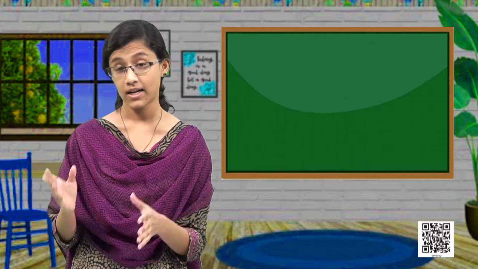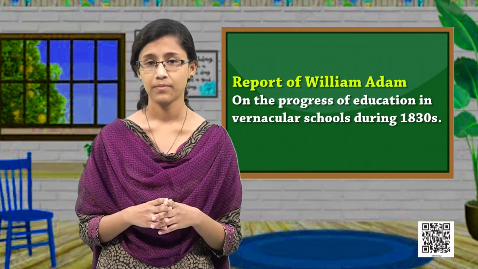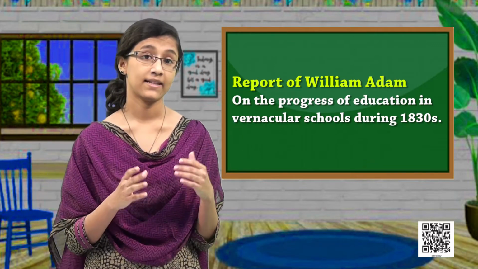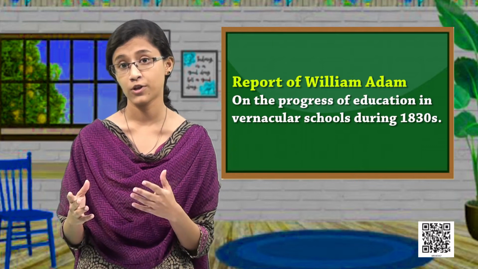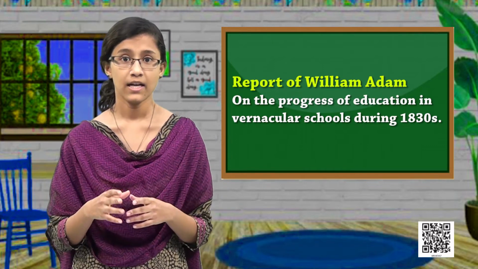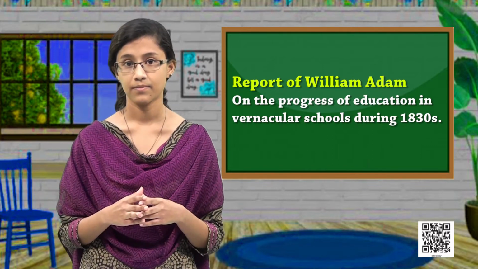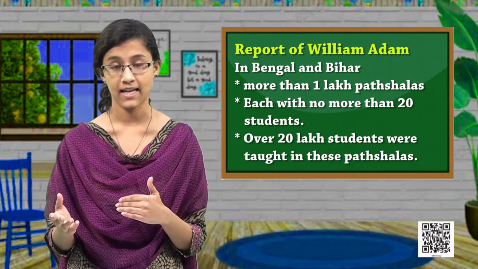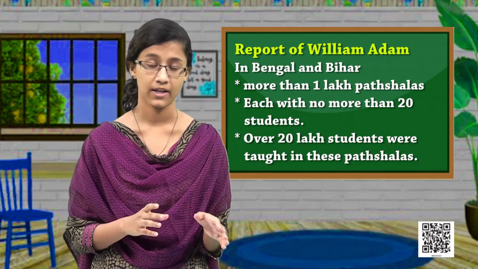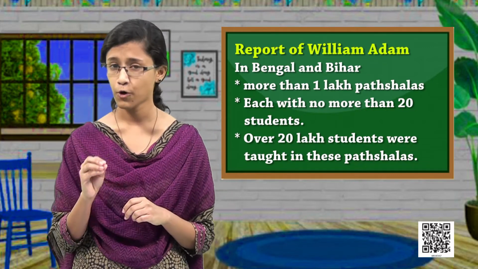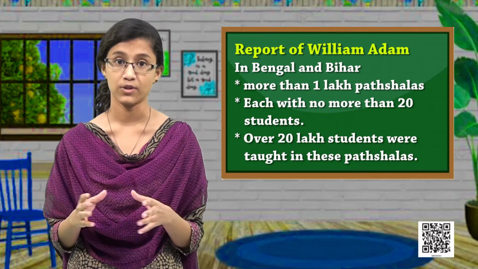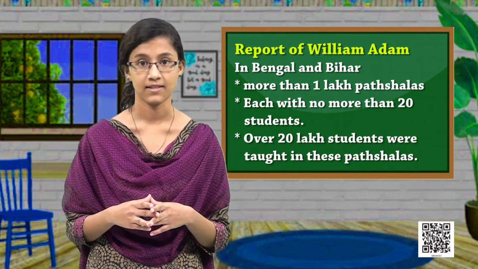We can also understand about pathshalas from the report of William Adam. He was a Scottish missionary who was assigned by the company to report on the progress of vernacular schools during the 1830s. He reported that there were over 1 lakh pathshalas in Bengal and Bihar alone, and each of them taught no more than 20 students, but a total of 20 lakh students were taught in these pathshalas.